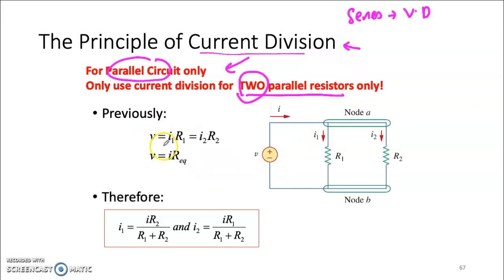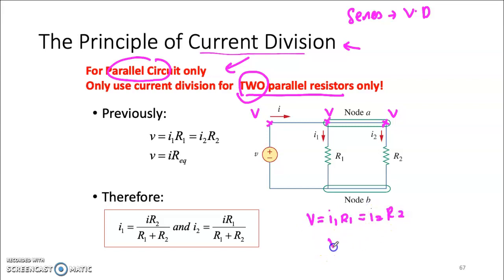Okay, let's derive it again. So you know the voltage is the same, right? If this one is V, this one is also V, and this one is also V because they are in parallel. So you can get V equal to I1 R1 equal to I2 R2.